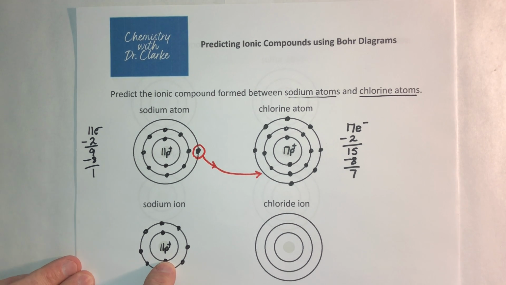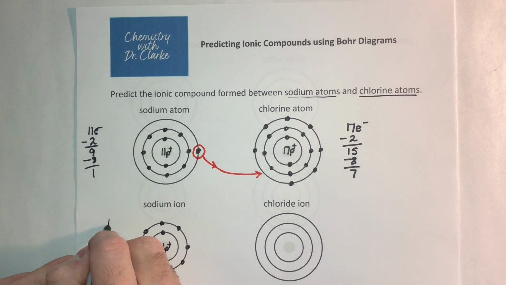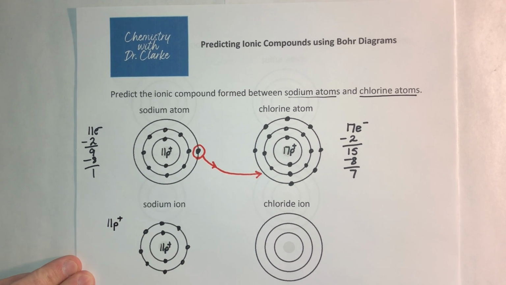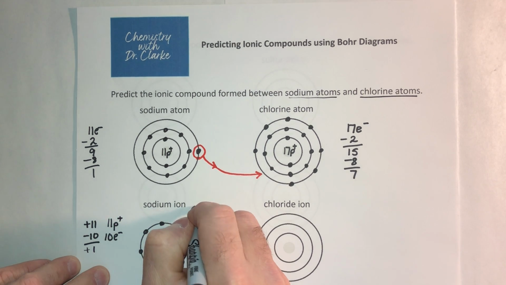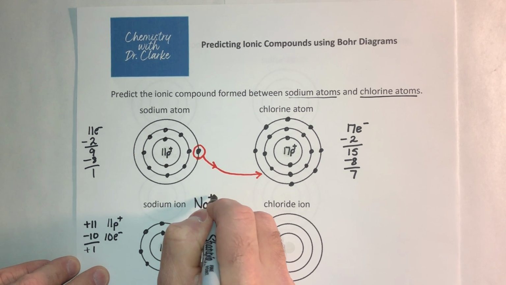It does give it a charge, right? If you've got 11 positive protons, you only now got 10 negative electrons, right? 2 plus 8. So if you've got positive 11 and a negative 10 and you put them together, that gives you a positive 1. So your sodium ion would be a sodium 1 plus.